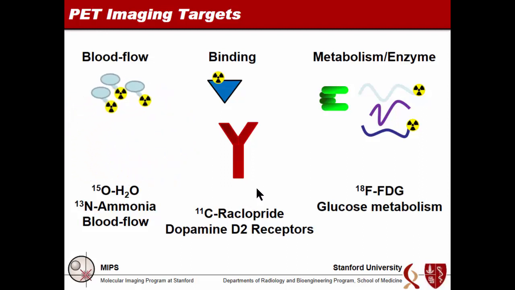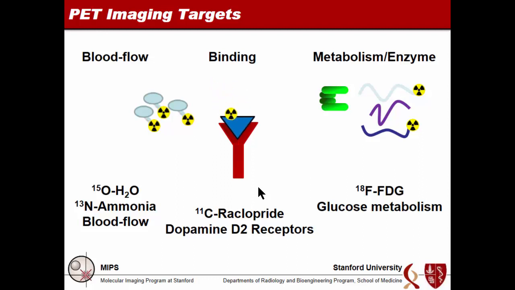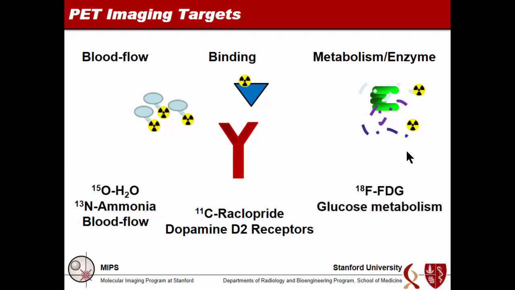The next example is looking at binding. We can label a molecule that locks into a receptor, and it can be irreversible or reversible. If it is reversible, it can come off and have an equilibrium with binding with the receptor. For example, carbon-11 raclopride is known to bind to dopamine D2 receptors. And the last example is looking at metabolism and enzymes, looking at hexokinase and glucose metabolism for FDG, or for example, other enzyme biology such as caspase-3 involved with apoptosis. And there's a tracer that we have called 18F-CSNAT that we're trying to translate into the clinic.